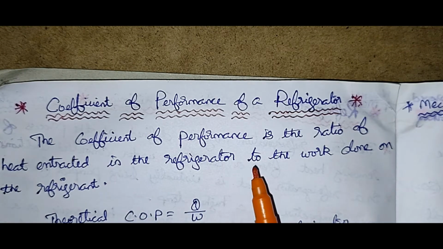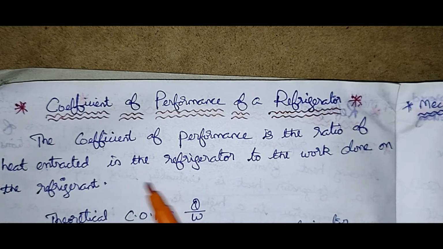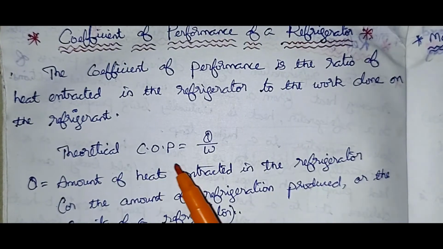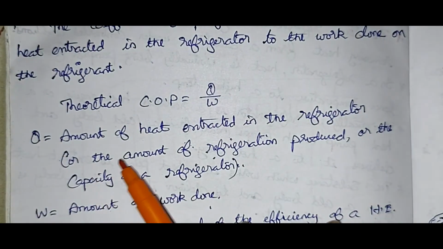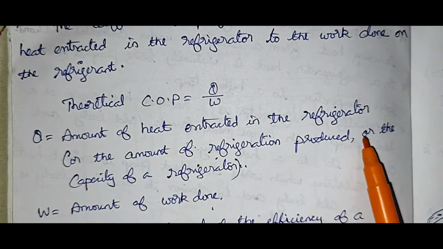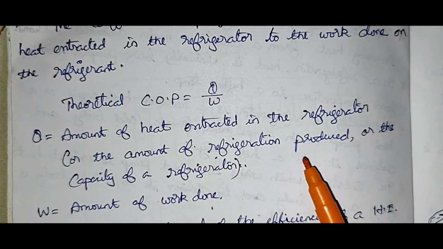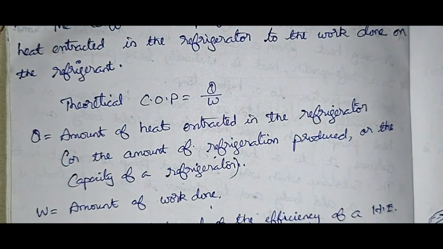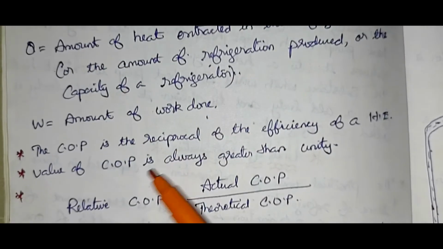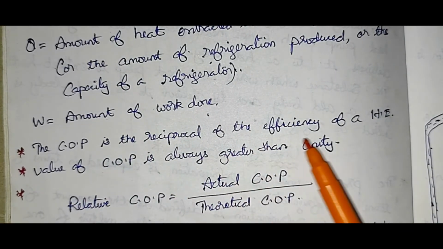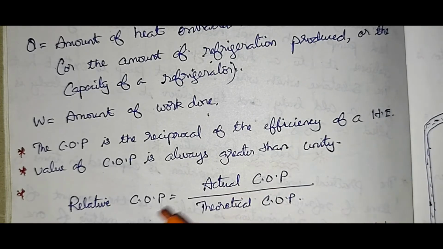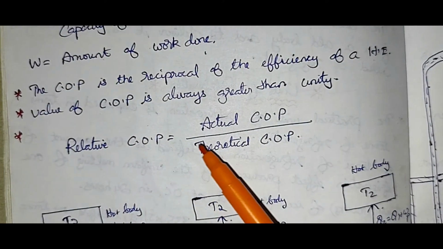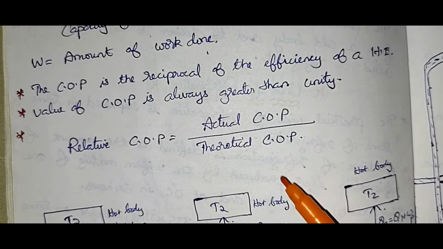The coefficient of performance is the ratio of heat extracted in the refrigerator to the work done on the refrigerant. So theoretical COP is equal to Q by W, where Q is the amount of heat extracted in the refrigerator, or the amount of refrigeration produced, or the capacity of a refrigerator, and W is the amount of work done. The COP is the reciprocal of the efficiency of a heat engine. The value of COP is always greater than unity. Relative COP is equal to actual COP by theoretical COP.